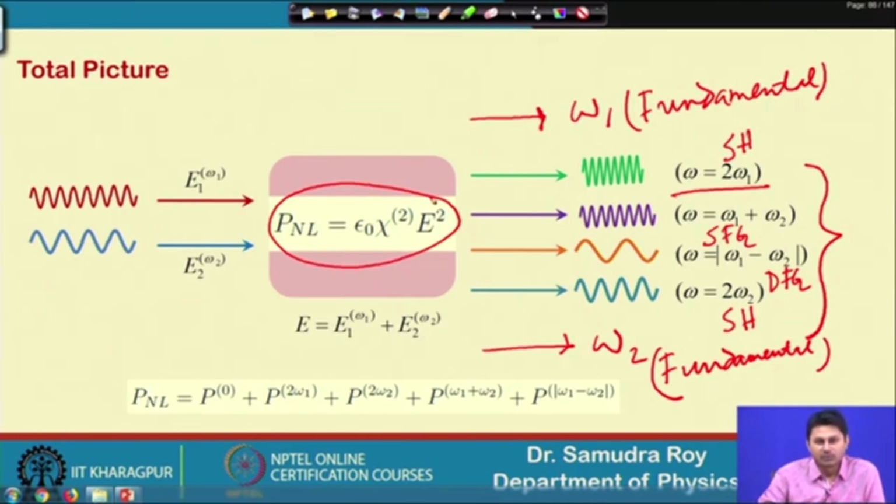So, in order to find out the evolution of the different frequency field amplitudes, we need to find a suitable equation, and this suitable equation is the nonlinear Maxwell's equation. So, in the next class we will start with the nonlinear Maxwell's equation and try to understand how the different frequency components, or the amplitudes of the different frequencies, are going to evolve.